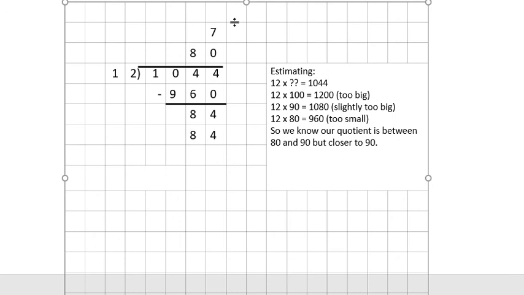because once we put it in 7 more times, we've used all of this 84. So we have put this in 87 times right there. And once again, we can check if this is correct by doing 12 times 87 using our fact families. And 12 times 87 is in fact 1044.